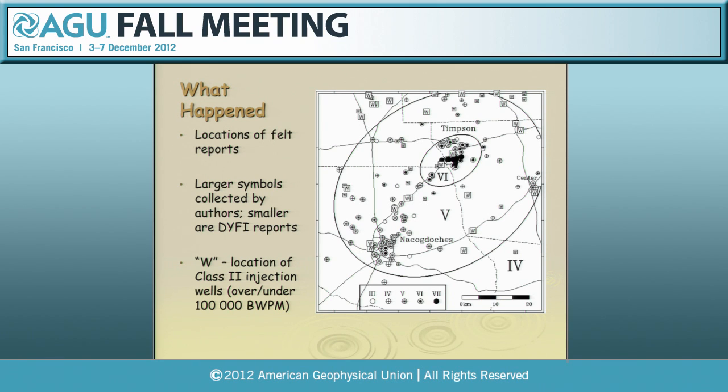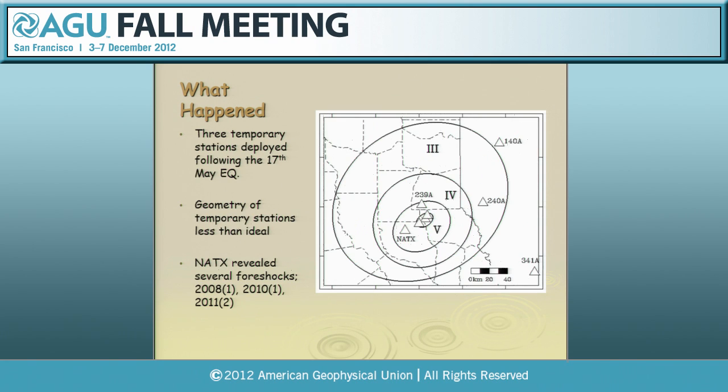Now, on this map here, the larger symbols are those events that we collected while we were in the field, and the smaller symbols are those that we received from the Did You Feel It report. The W's are injection wells that were located in the area. The larger symbols are wells that were over 100,000 barrels of water per month, and the smaller symbols are the ones that are below 100,000 barrels of water per month.